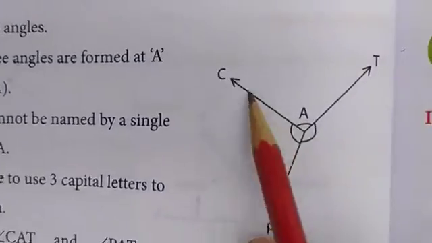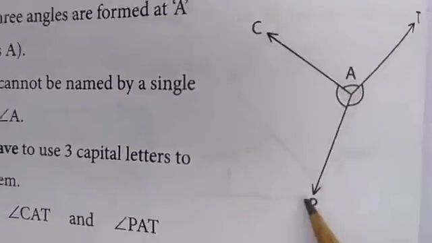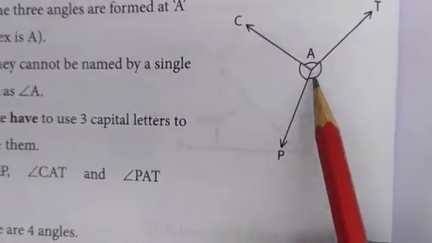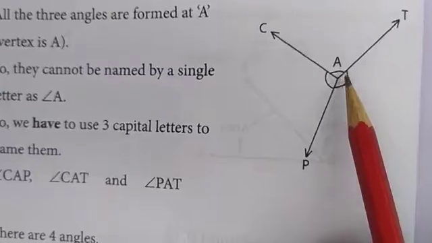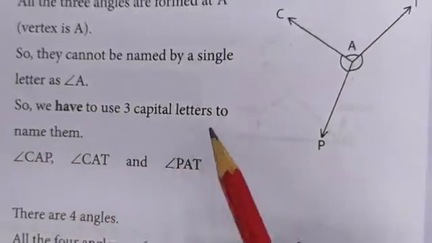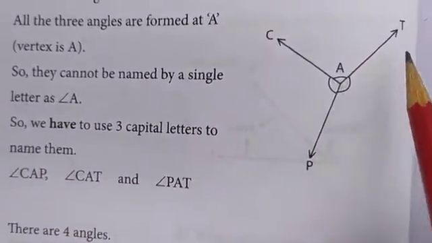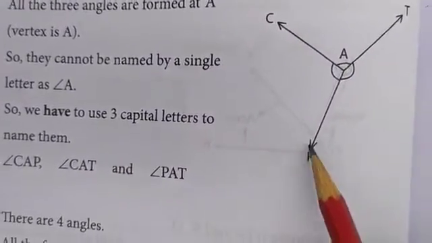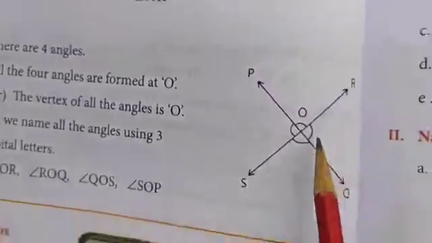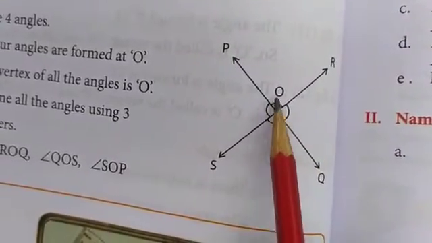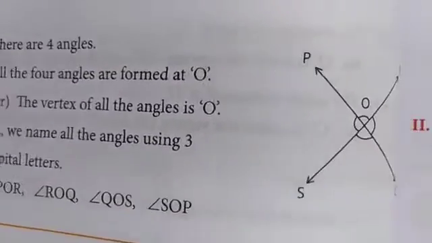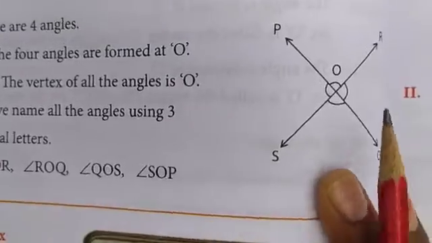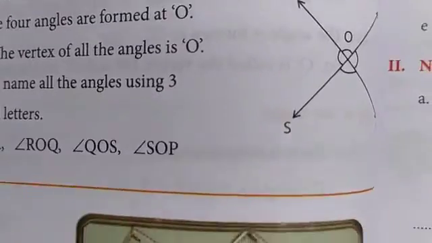Now here 3 rays are meeting at a point. How many angles are formed here? 3 angles are formed. And what are they? Angle CAP, angle CAT, angle TAP or PAT. And here how many angles are formed? 1, 2, 3, 4 angles are formed. You can learn more about this in your higher classes also, children.